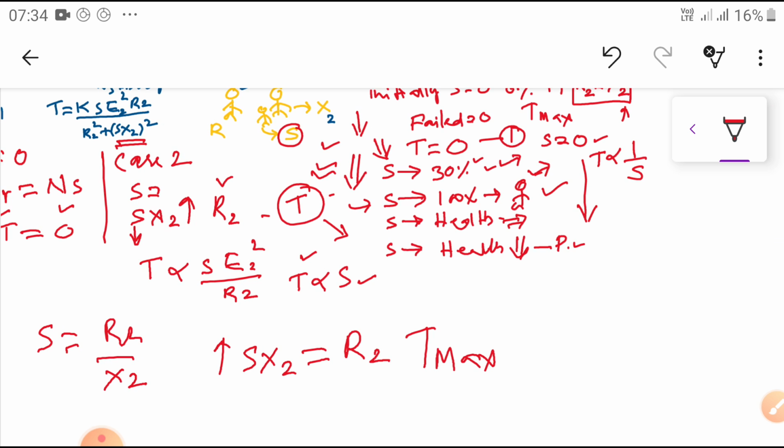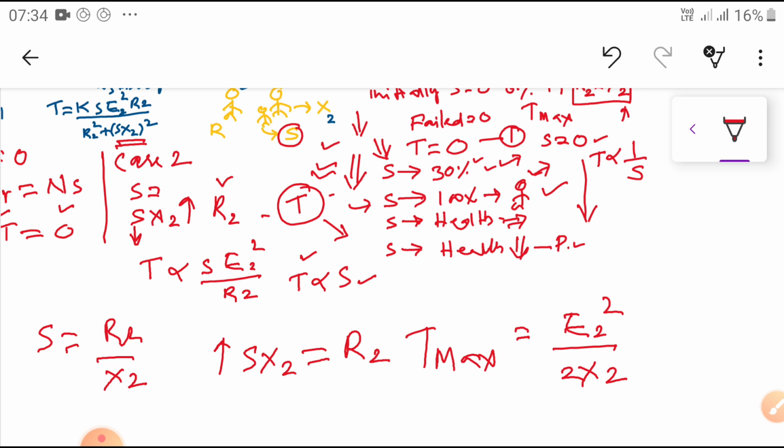What is the T max? We have already seen that. We derived the equation also. In previous classes we have seen T max. What is the T max value? That is equal to E2 whole square by 2 X2. We have derived that. This is the maximum torque. So this is the torque.